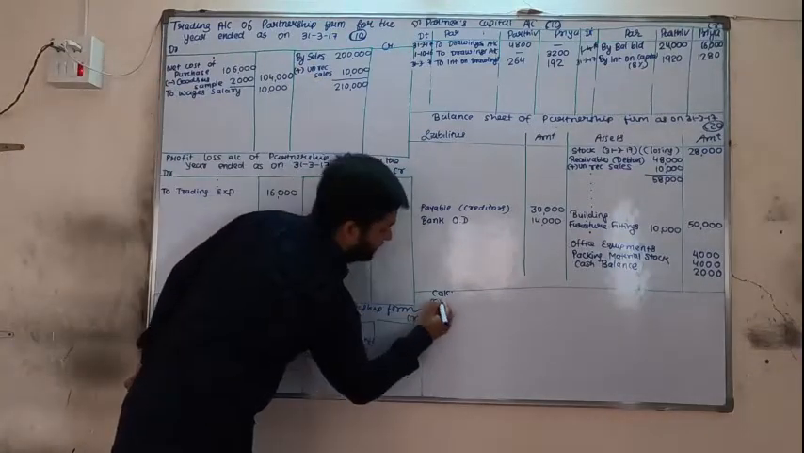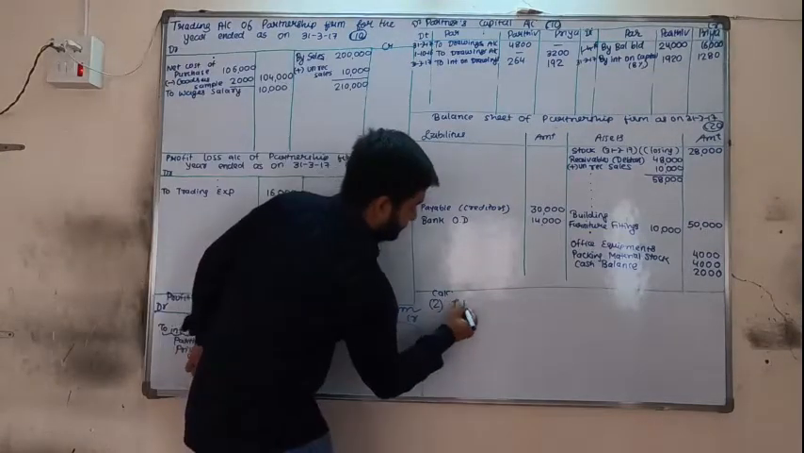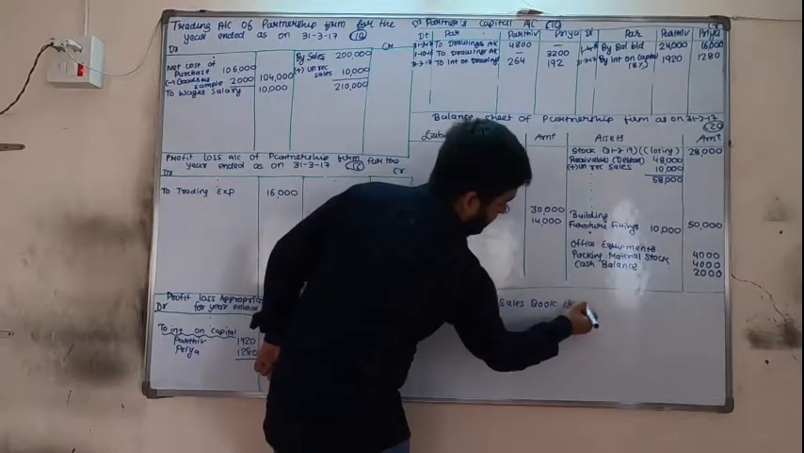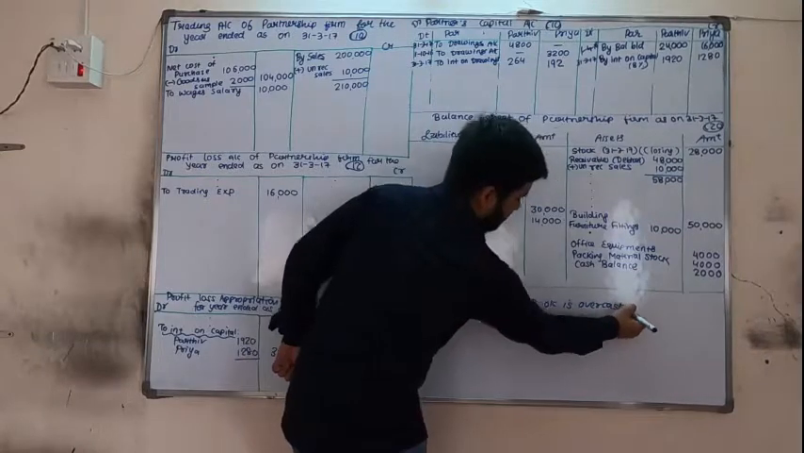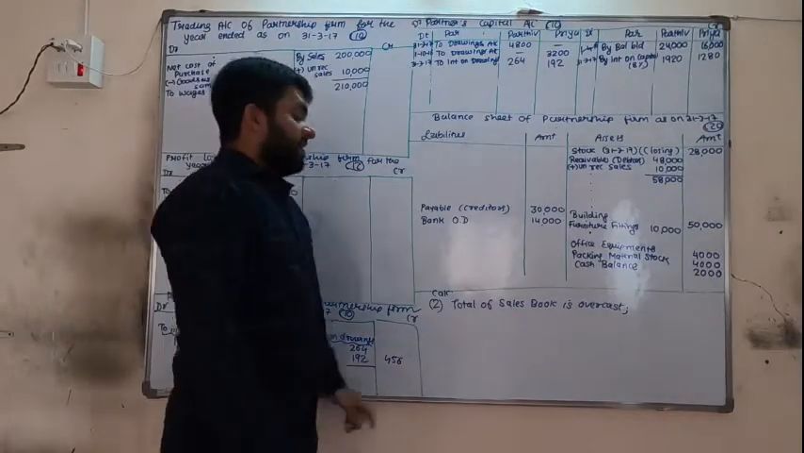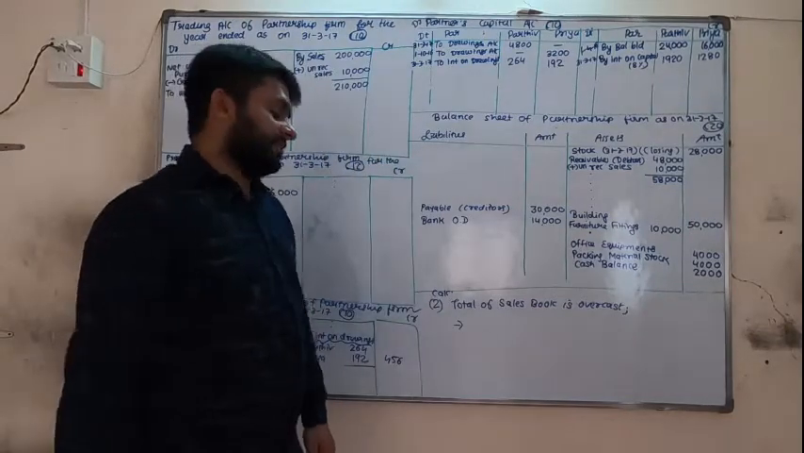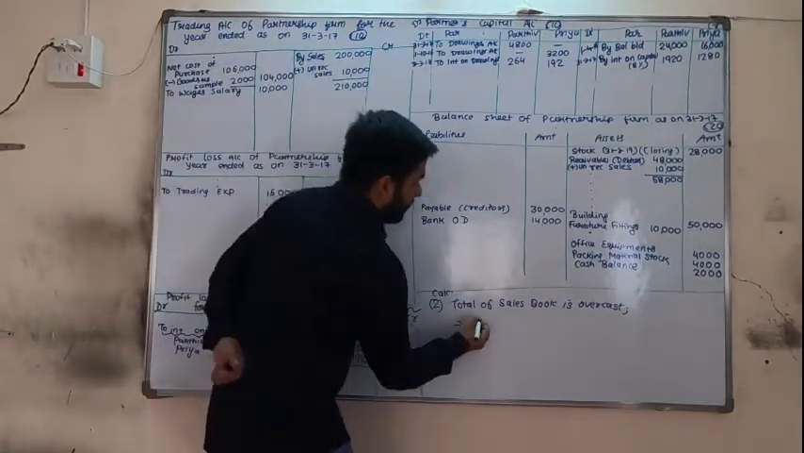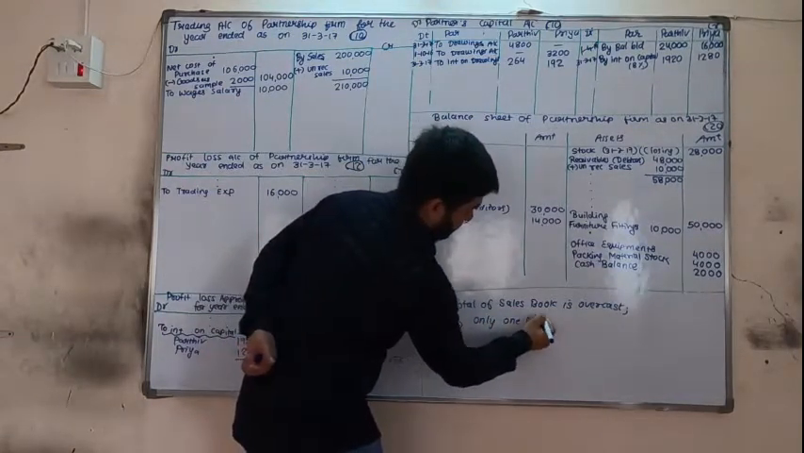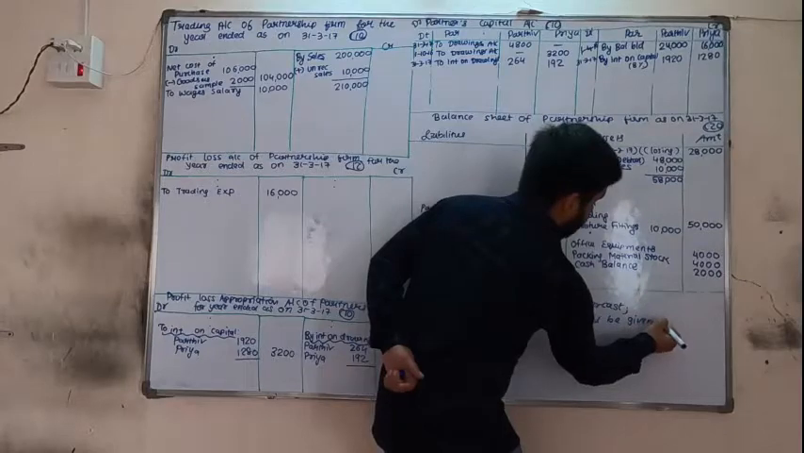Now come to calculation number 2. Total of sales book is overcast. This is second, okay? By mistake I wrote that number second in the first calculation. Now what to do for this? Write with me: total of sales book is overcast. So what do we have to write for this? Only one effect would be given to sales.